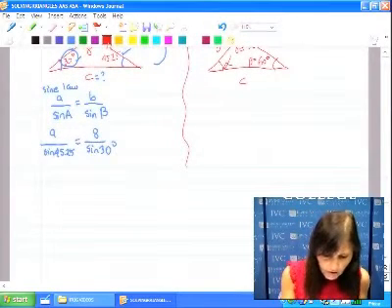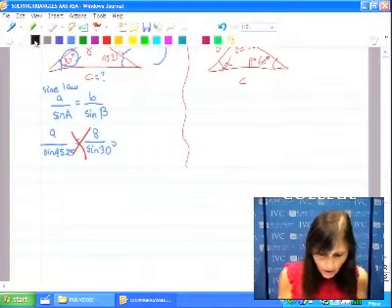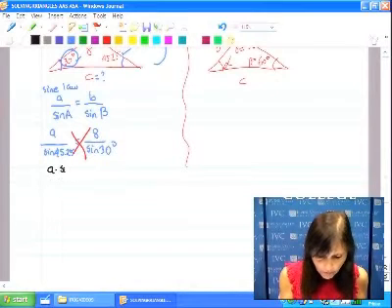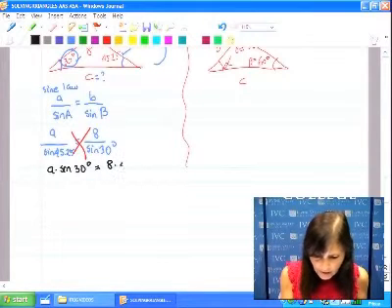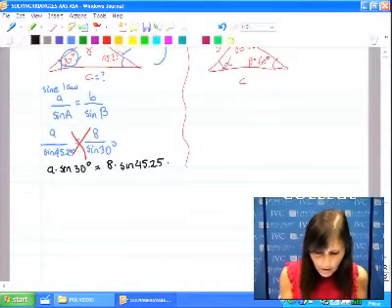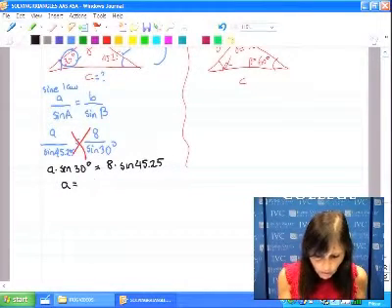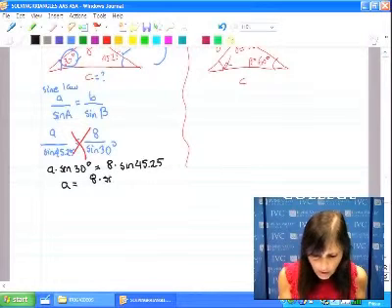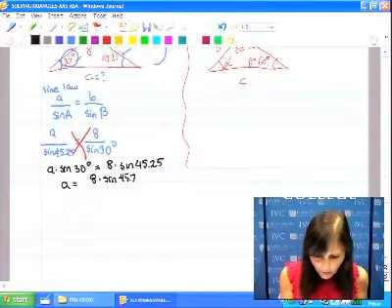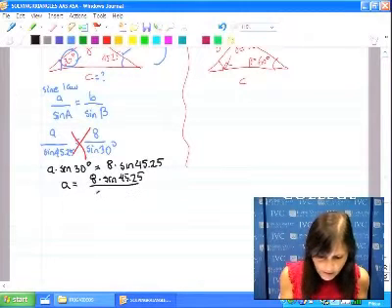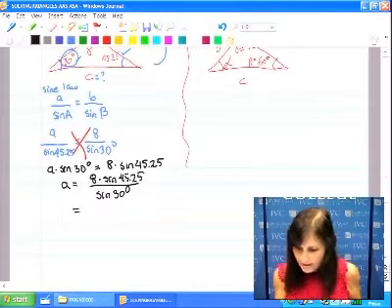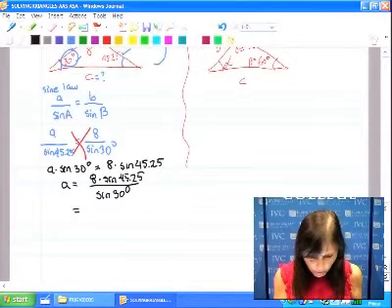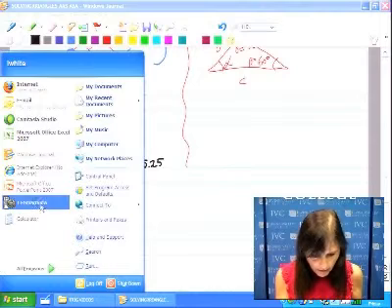So let's crisscross, and I write A times sine of 30 equals 8 times sine of 45.25. Then A is going to equal 8 times sine of 45.25 over sine of 30. Okay, so let's get that. I will go and get my handy dandy calculator.